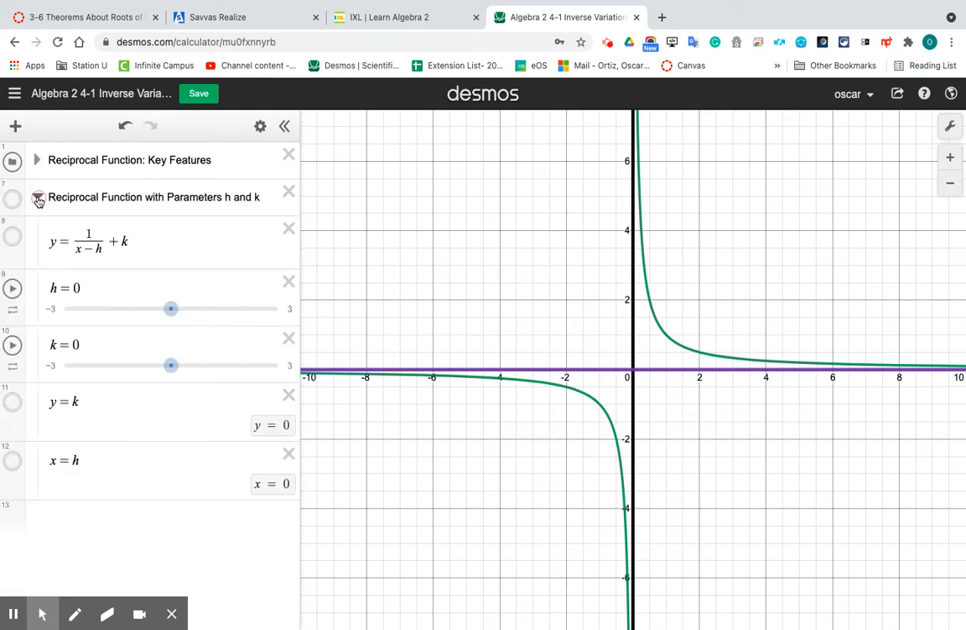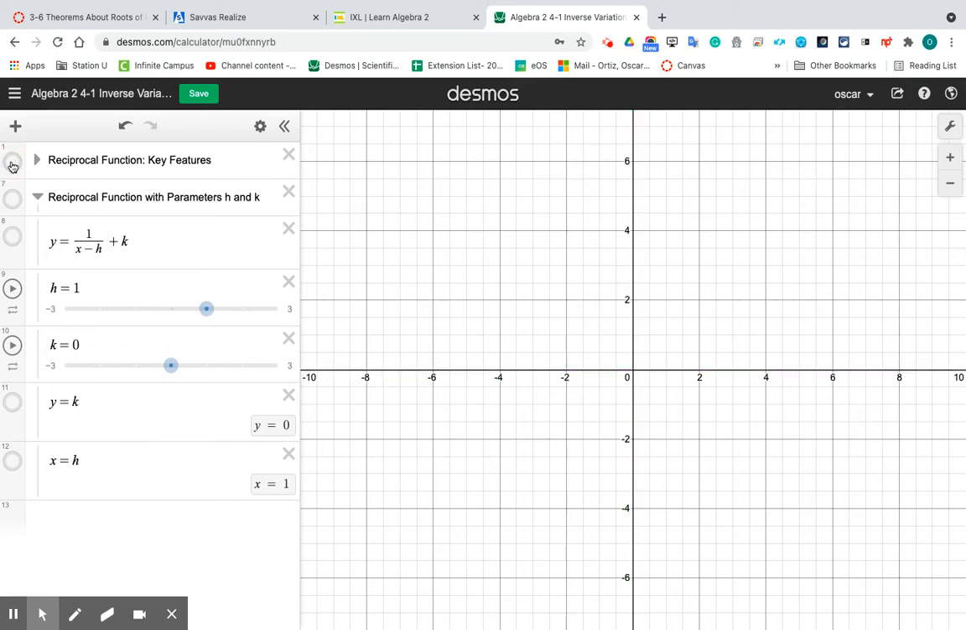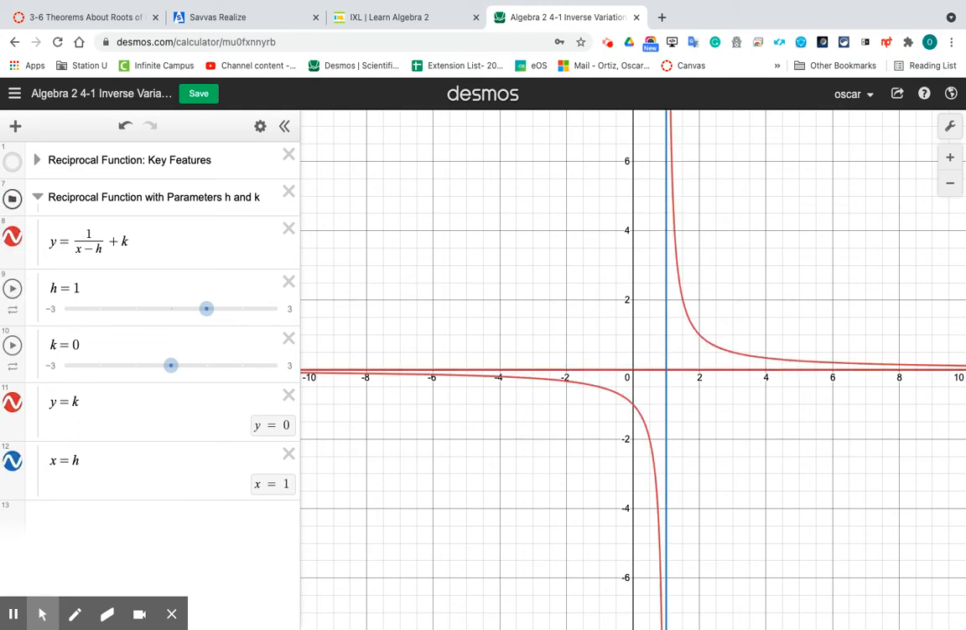So let's look and see what happens when we do some translations. We have seen translations before, so we know that when we switch the h by 1, let's say, so that would mean x minus 1. I want you to pay attention to where those black and purple lines go after I switch this h to a value of 1, let's say. So now let's see, there you go.